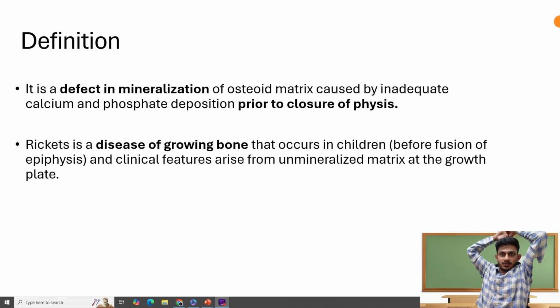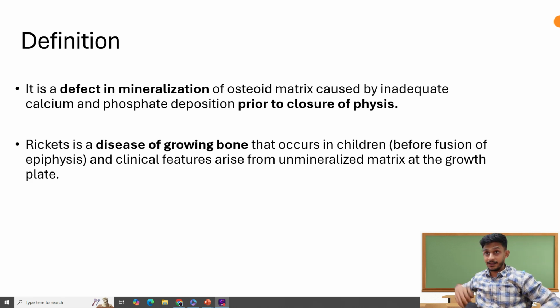Good evening, guys. Today we'll be talking about rickets, calcium phosphate metabolism, and how the growth plate changes in rickets and some of the bony changes. So, rickets, what is rickets?